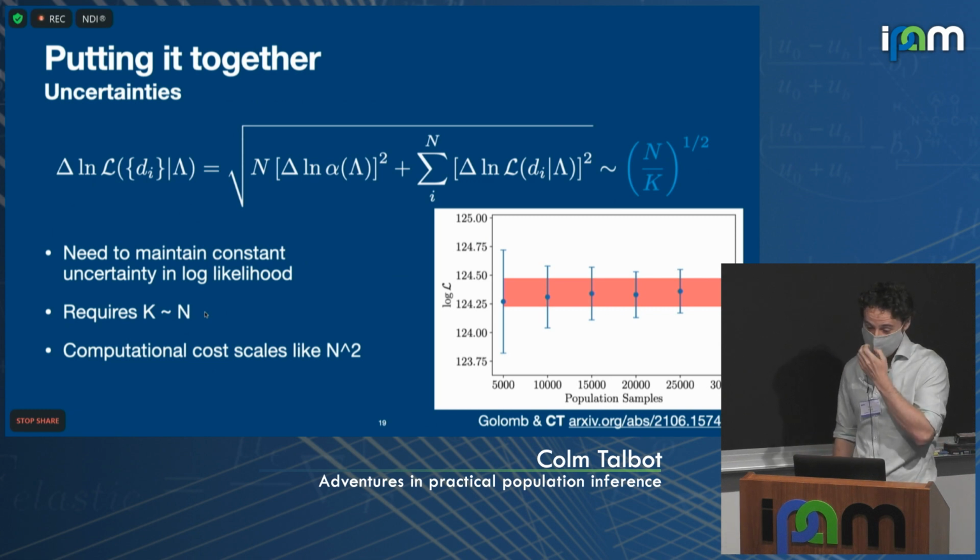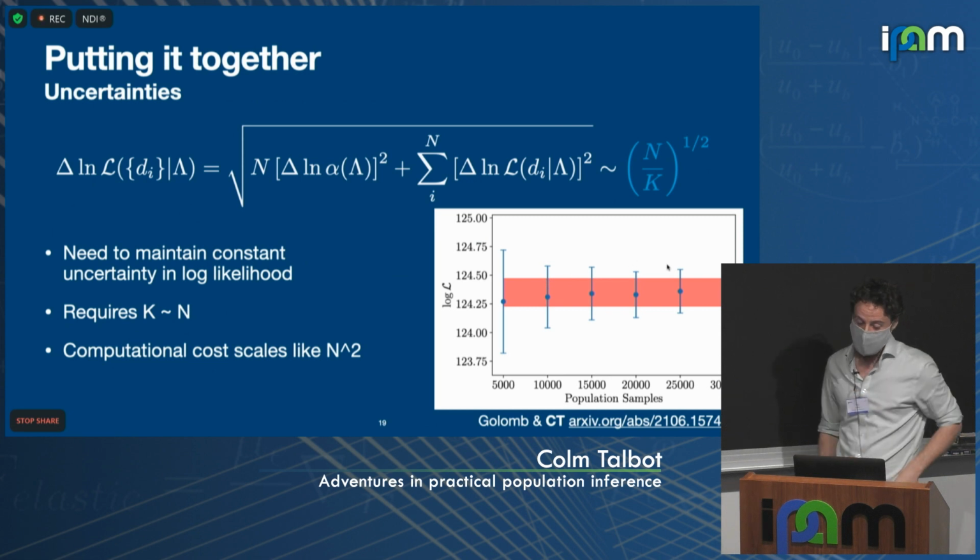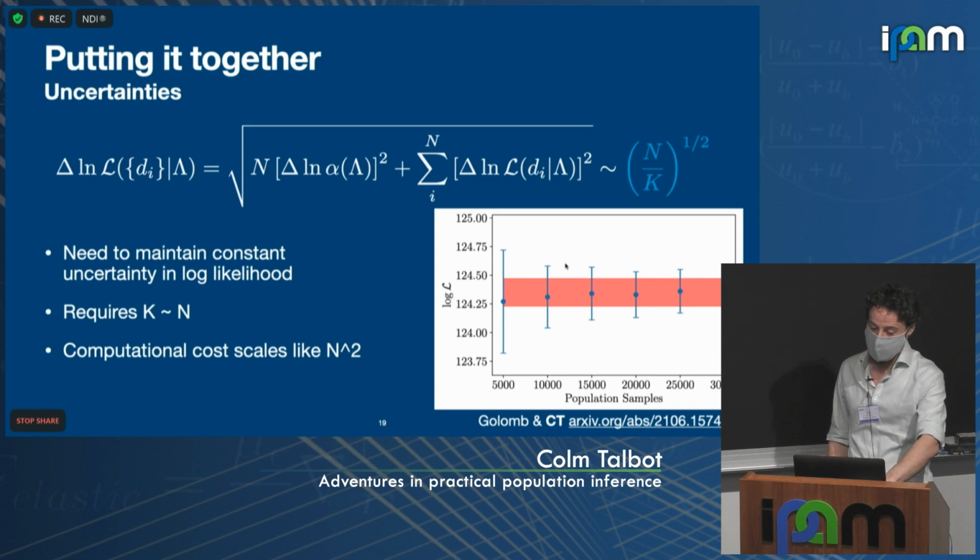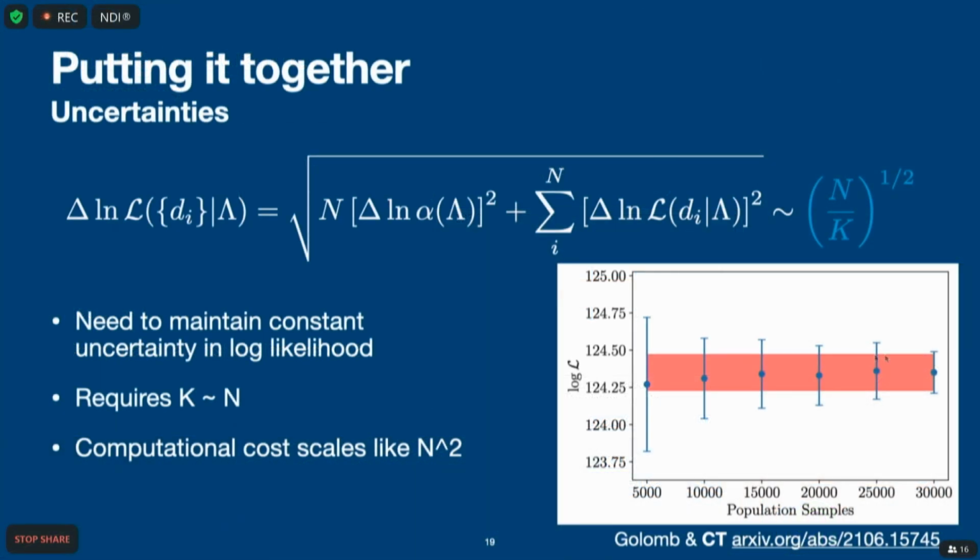But so this is just a numerical demonstration that Jacob, who's in today, did for a paper we wrote recently, showing that you do get exactly this square root k decay in the uncertainty here as you increase the number of population samples.